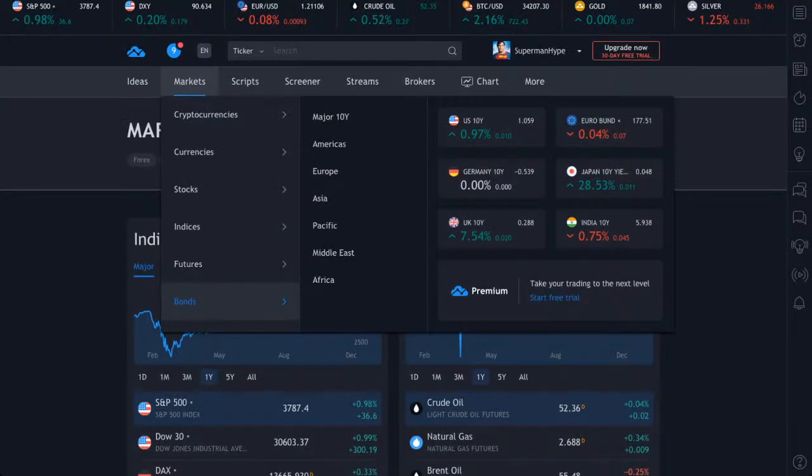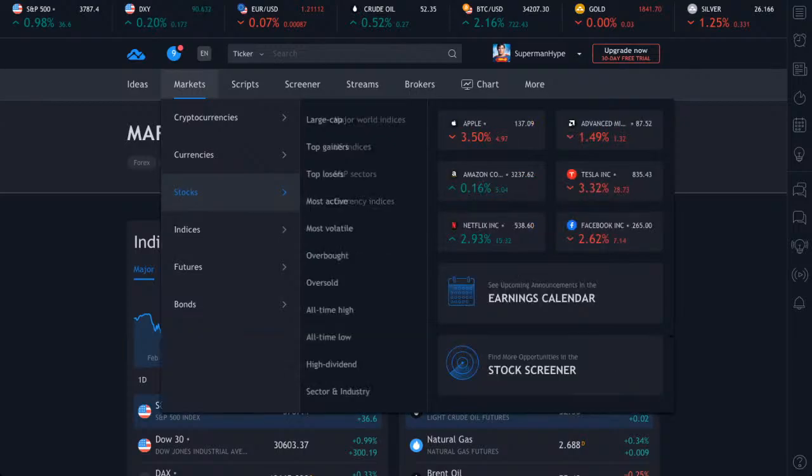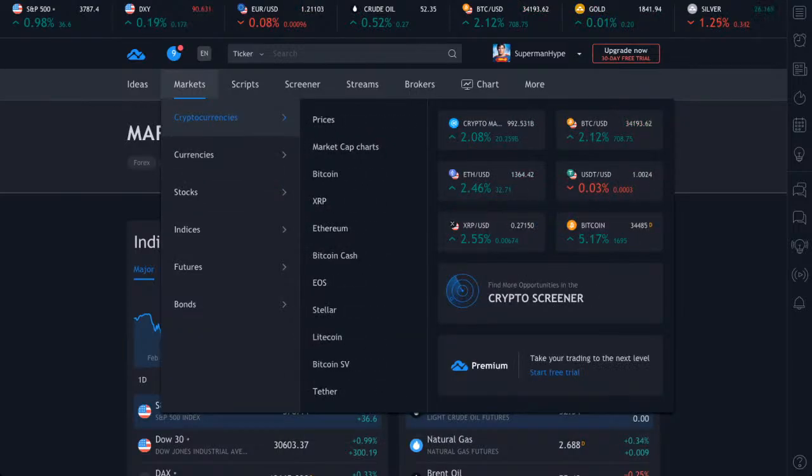So bonds have been around for a long time. Most of these things have been around for a long time. Cryptocurrencies, on the other hand, are relatively new. Bitcoin was the first crypto that was issued, in 2008, 2009, and so that's the newest one.